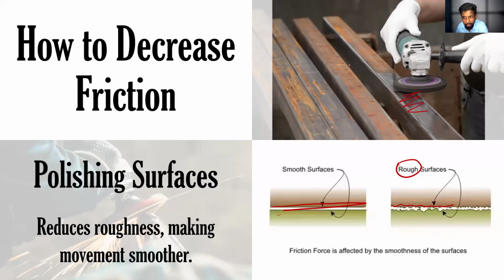Look at the picture here. When the surfaces are rough, what will happen? The frictional force will be high. When you are making the surface smooth, the frictional force will be reduced. So, in the exam, they will ask, how can I decrease the frictional force, or how can I reduce the frictional force? So, the first technique, making the surface smooth.